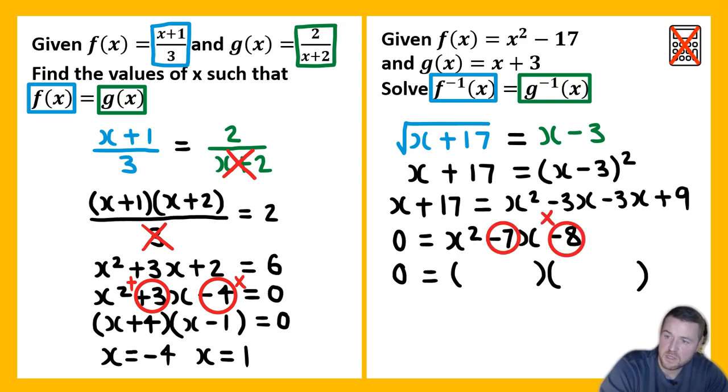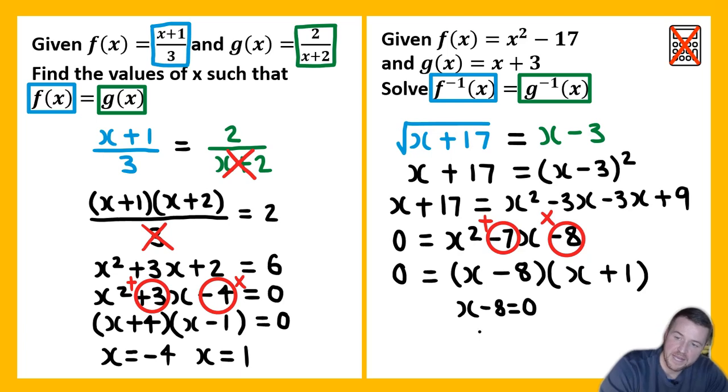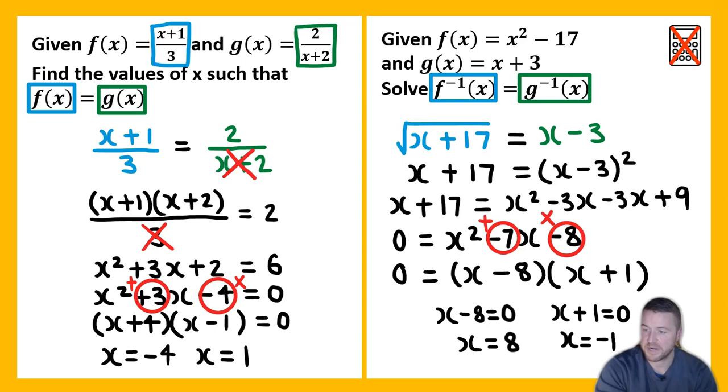I'm looking for numbers that multiply to give me negative 8 and add to give me negative 7: negative 8 and positive 1. Therefore, when x take away 8 is equal to 0, x would be equal to 8. And when x plus 1 equals 0, x would be equal to negative 1.